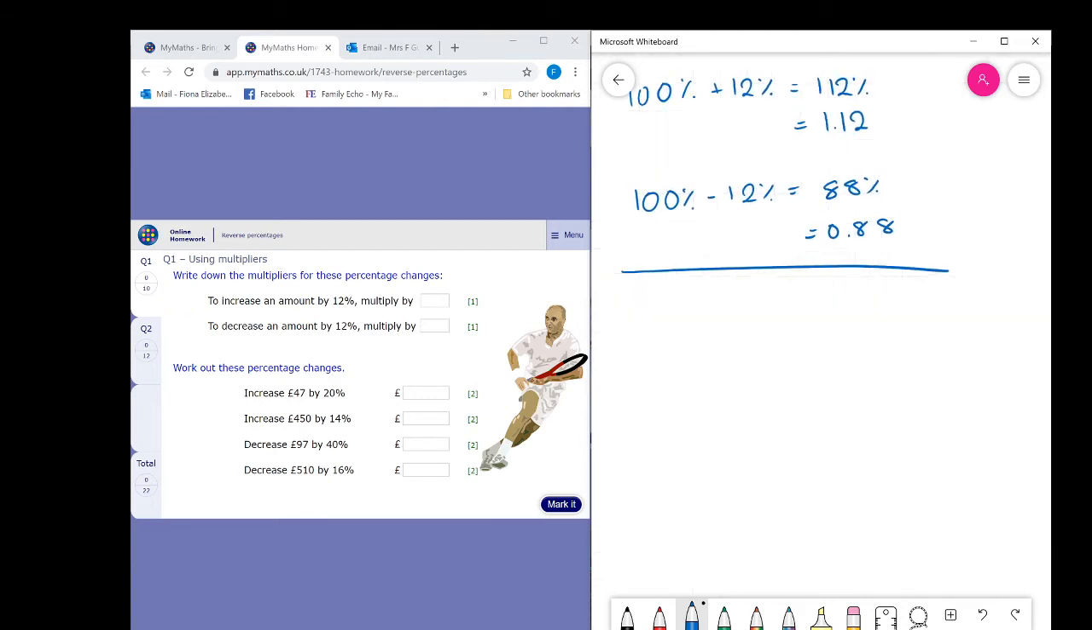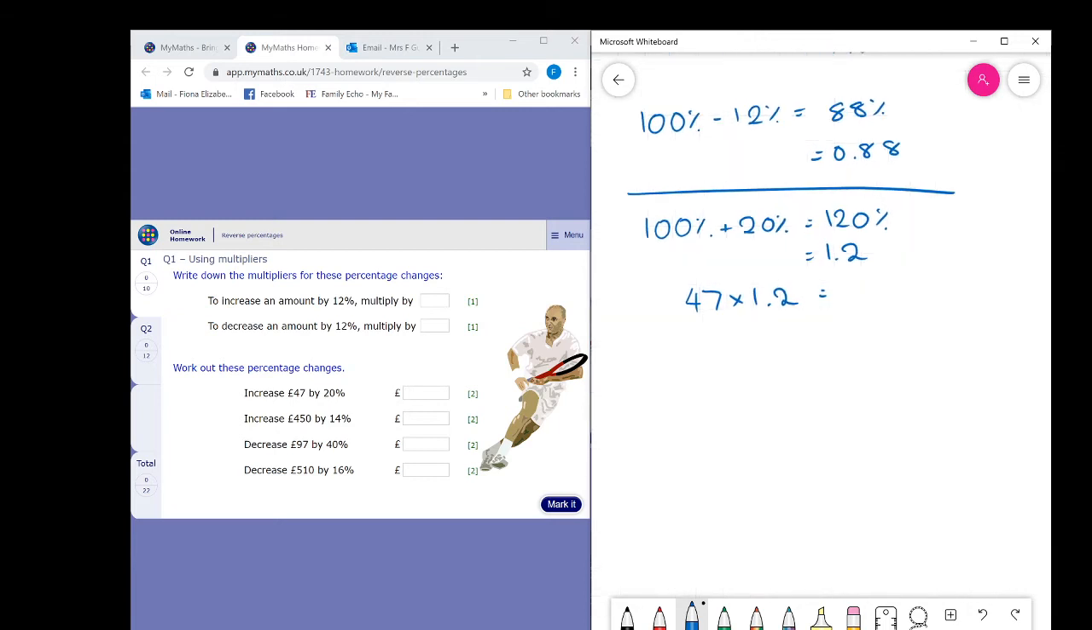My second part, increase 47 by 20%. So an increase is 100 plus the 20. So we want 120%, which as a decimal is 1.2. So we just have to do 47 times 1.2. We type it in a calculator, we get an answer.